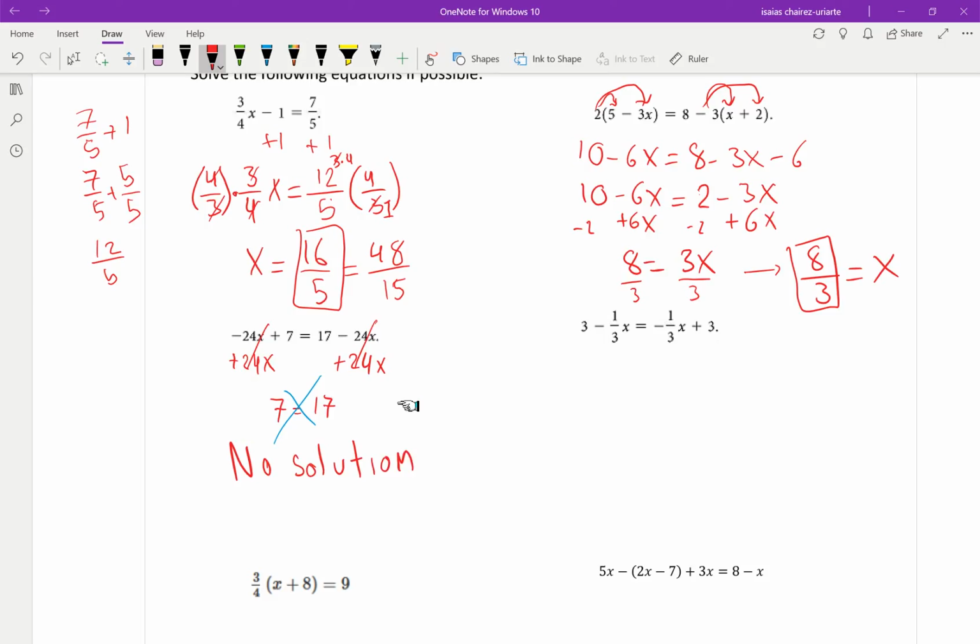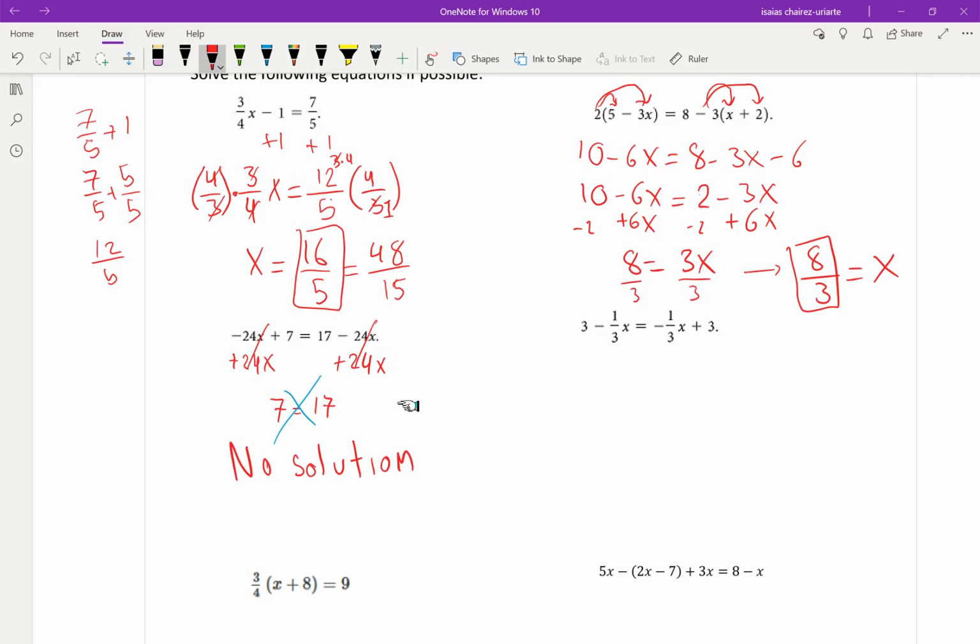That's what ends up happening. So if all of your variables cancel and you end up with a statement that is not true, like 7 equals 17, then that means that the original equation had no solutions. So hopefully we agree on that. Let's get on to the fourth example here.